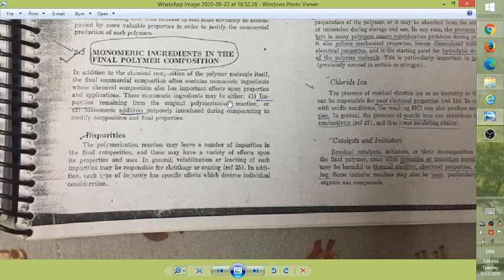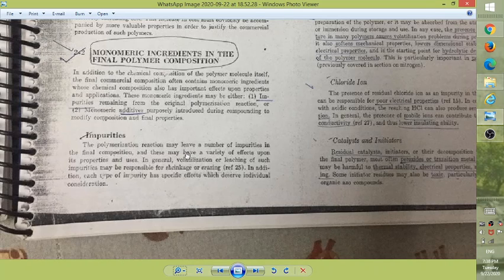So these are called the monomeric ingredients. They are of two types, as the name suggests, monomeric ingredients of the final polymeric composition. Number one, impurities remaining from the original polymerization reaction, and number two, monomeric additives purposely introduced during compounding to modify composition and final properties. So first we will see impurities.